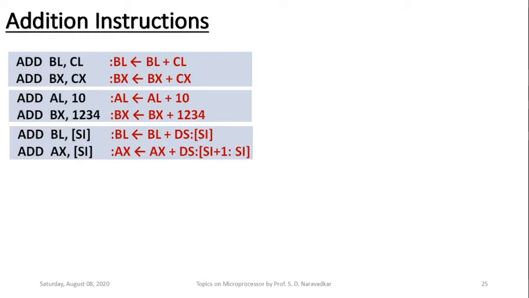The extension of this fifth instruction is the sixth instruction shown here, ADD AX, [SI]. Here the operand specified in general purpose register AX is 16-bit, so two offset locations will be referred from the data segment. The lower location is SI and the next subsequent incremented location is SI plus 1. These two offset locations will give one operand. The other operand is the contents of the AX register. Addition of these two 16-bit data will be carried out and the result will be copied to register AX.